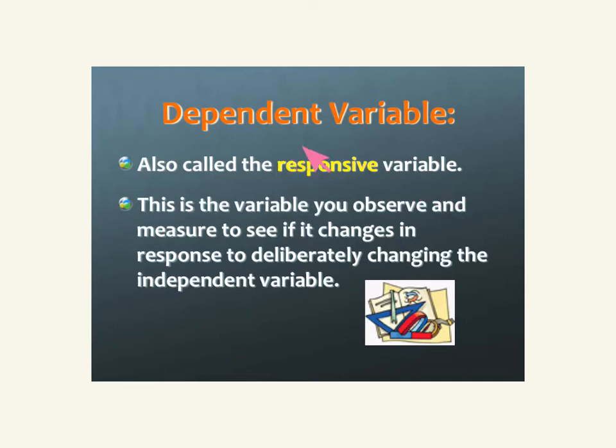The dependent variable is going to be called the responsive variable. This is the variable that we're going to observe and measure to see if it in fact changes in response to us deliberately changing the independent variable. So in my mouse example, the responsive variable would be the heart rate of the mouse.